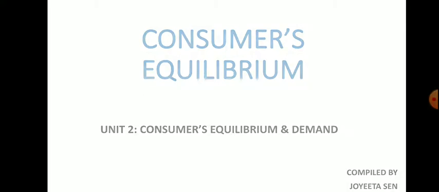Now, before going to the budget line, we need to know what is budget and what is budget set as well. So, here we will see what is budget and budget set.